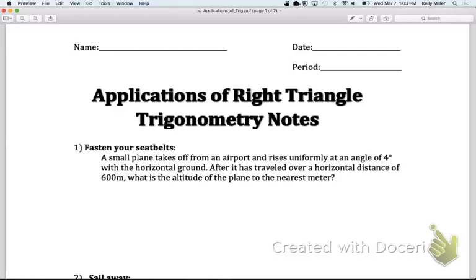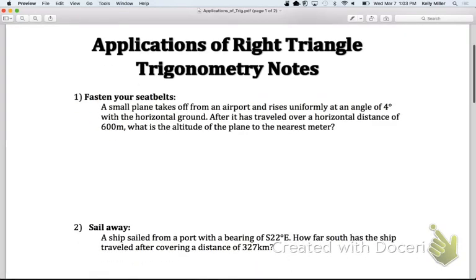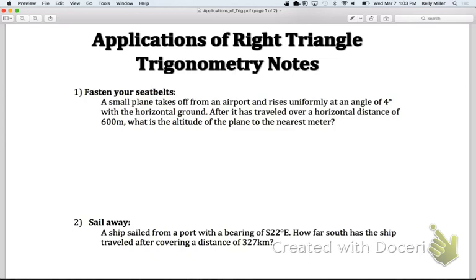On the screen. So let's start with problem number 1. It says, a small plane takes off from an airport and rises uniformly at an angle of 4 degrees with the horizontal ground. Can you envision that happening? Can you see an airplane taking off from a runway? You have that in your head? What would that look like on a piece of paper?